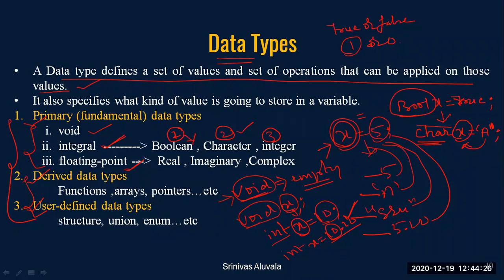And when we come to the next data type, we have the floating point. What is a floating point? These are the very basic primary data types I'm talking about here. For example, if I want to make my variable a floating point variable, I use the keyword float. Float x equal to 10.10. Now this x can store a value with decimals.